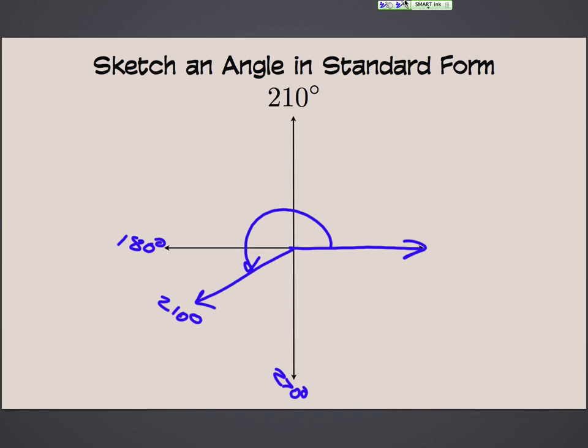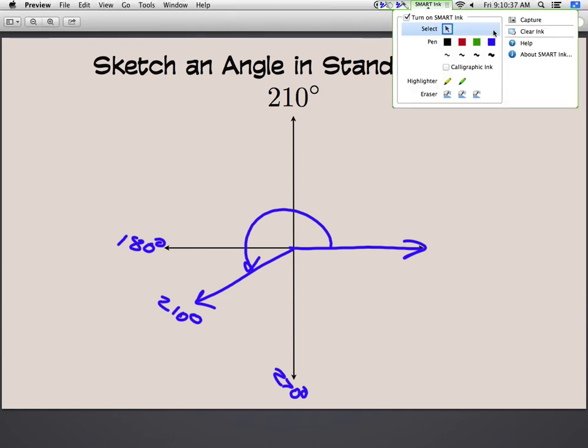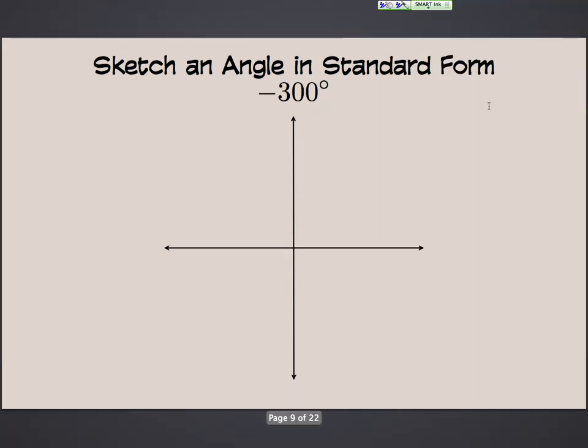Alright, let me see if I've got one more. We'll do one more example, then we'll be done. Okay, this time we want to draw negative 300. So again, we start out with our initial side, always in the same spot, the positive x-axis, which would be right there. That's not showing that the top is negative 300. That's just saying draw negative 300.